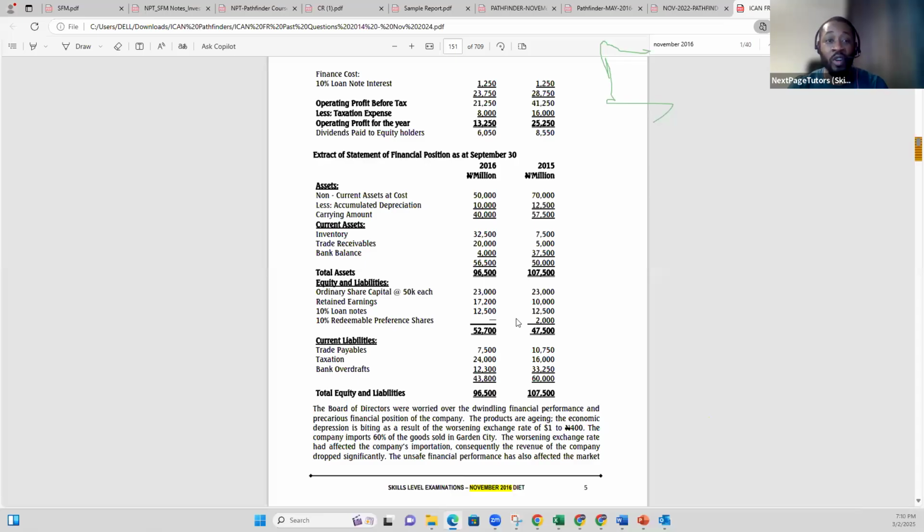There are two ways to get your capital employed. One is your total assets minus current liability. In this case, it will be 96,000 minus 43,000. That will give you 52,700. That is the same thing as the second method, which is equity and your non-current liability, which is what we have presented in this line. So anyway, either is a way. Are we good?